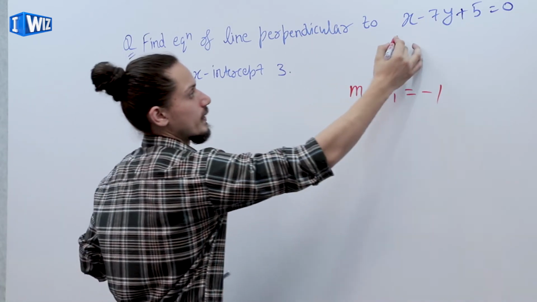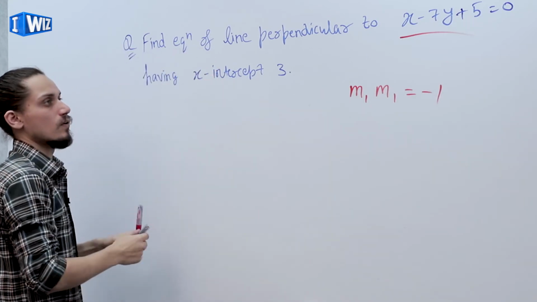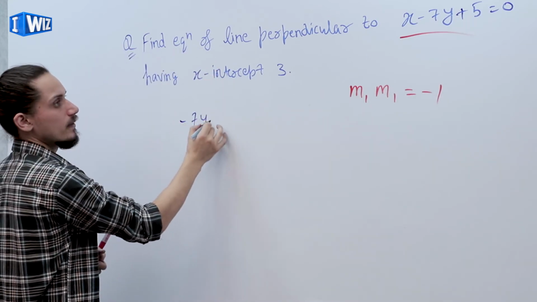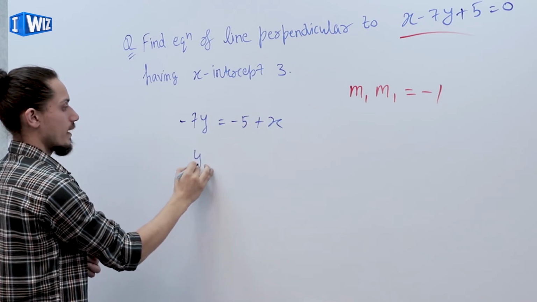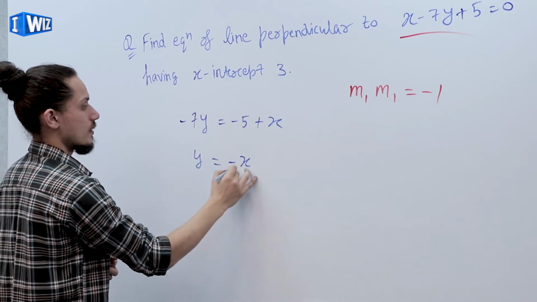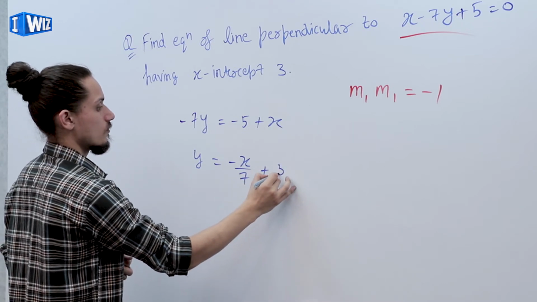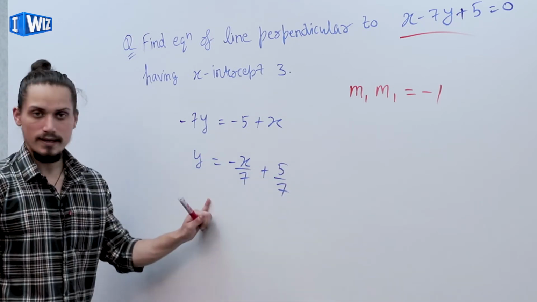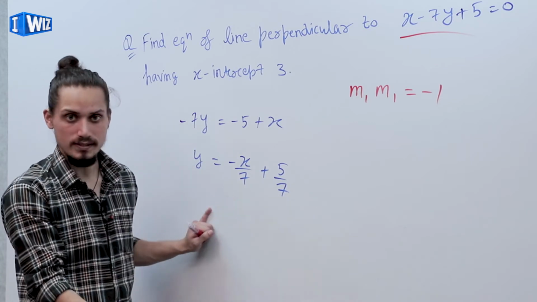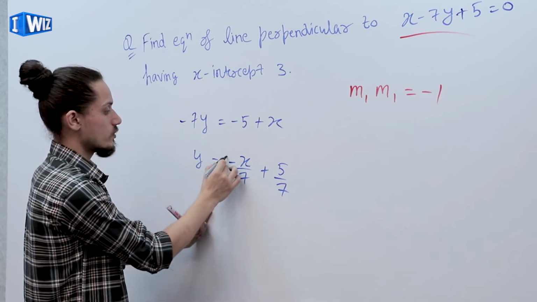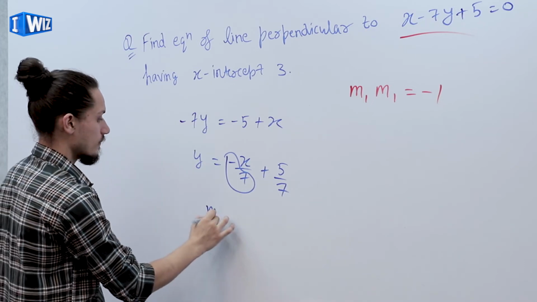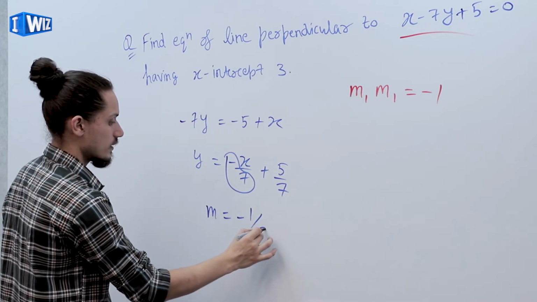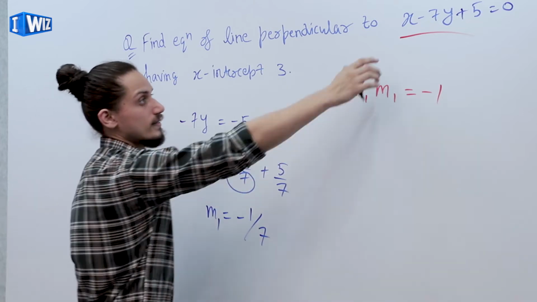सबसे पहले इसकी स्लोप निकालते हैं, we get -7y is equal to -5 plus x and y is equal to -x upon 7 plus 5 upon 7. ओके, तो इसको हमने लिखा है स्लोप इंटरसेप्ट फॉर्म में. स्लोप इंटरसेप्ट फॉर्म में ये जो क्वांटिटी होती है ये किसके इक्वल होती है, स्लोप ऑफ द लाइन के इक्वल. So we get m is equal to -1 upon 7. ये आ गई स्लोप ऑफ दिस लाइन.